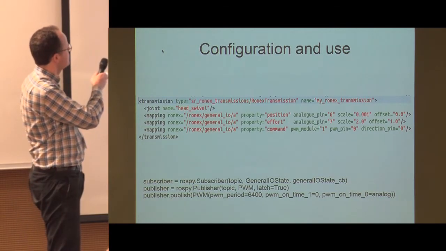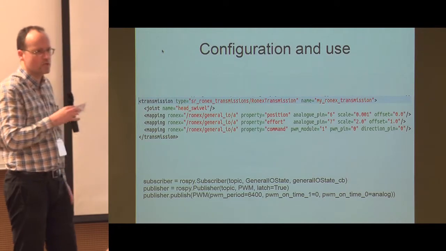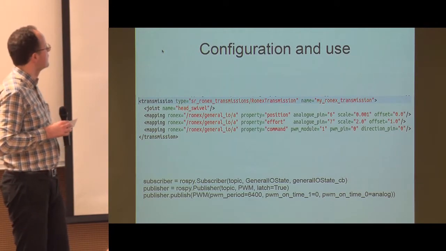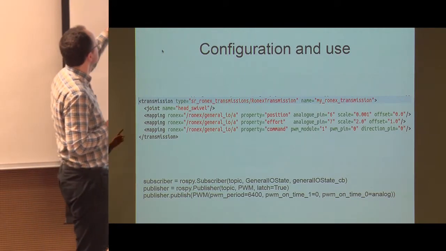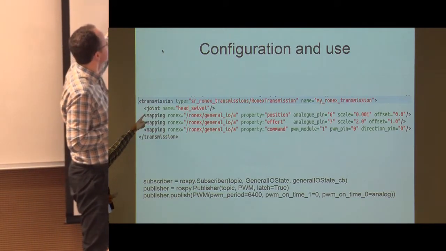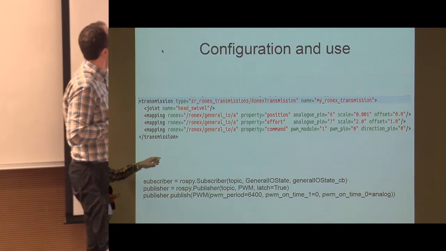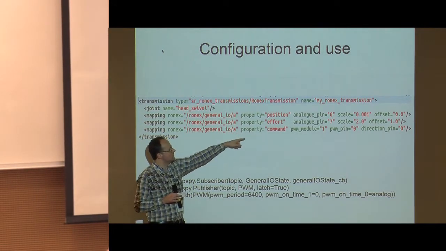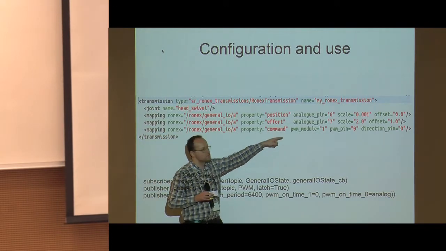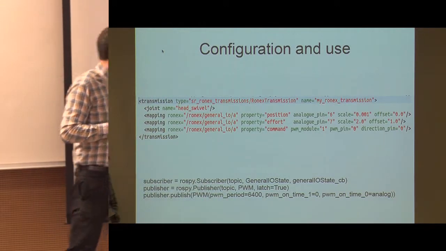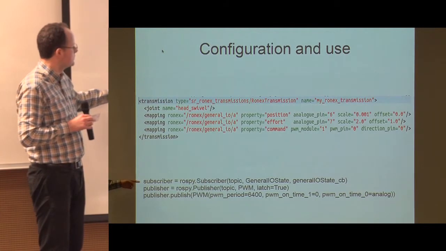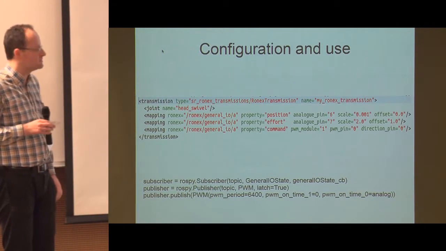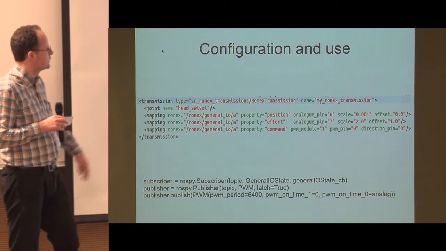This is an example of a configuration, and how you will access joints in a robot that you made through the Ronex module. We specify here the joint that is Ronex controlled, and you can map the position, effort, or command of the joint to specific pins. And a very quick example here of how you can use Python to publish to a topic to control a motor, for example, or subscribe to a topic to get an analog value.